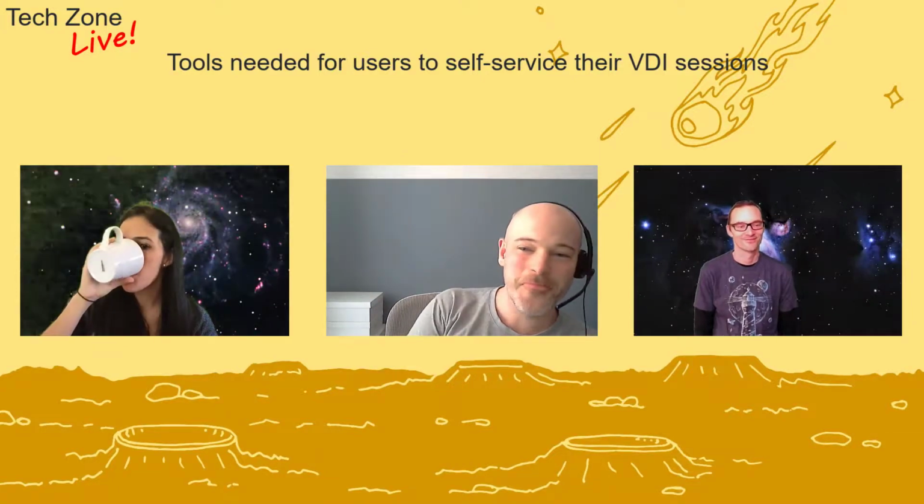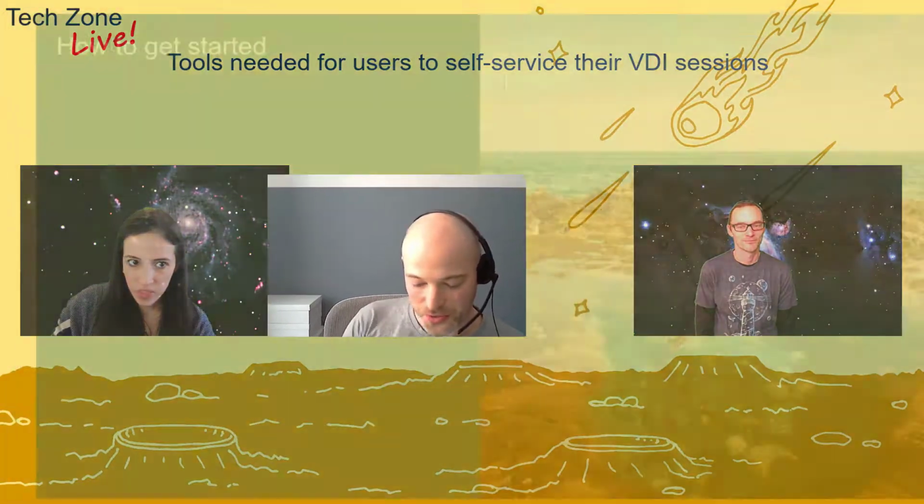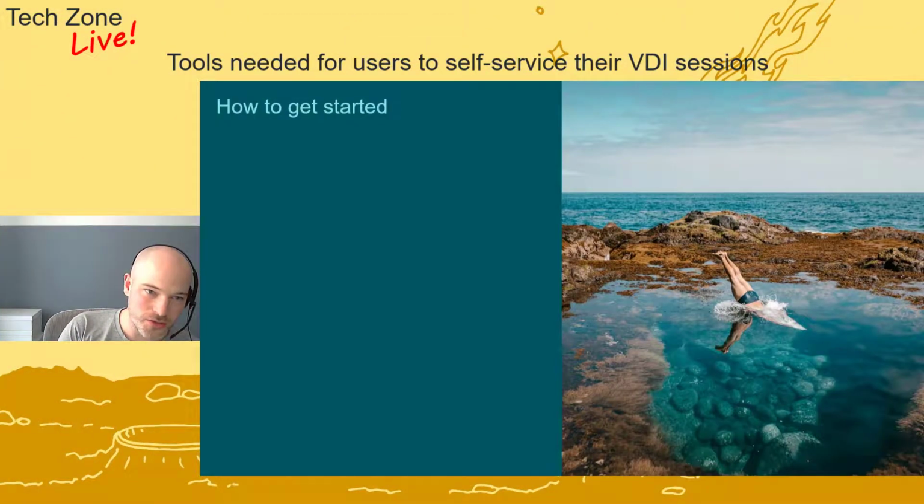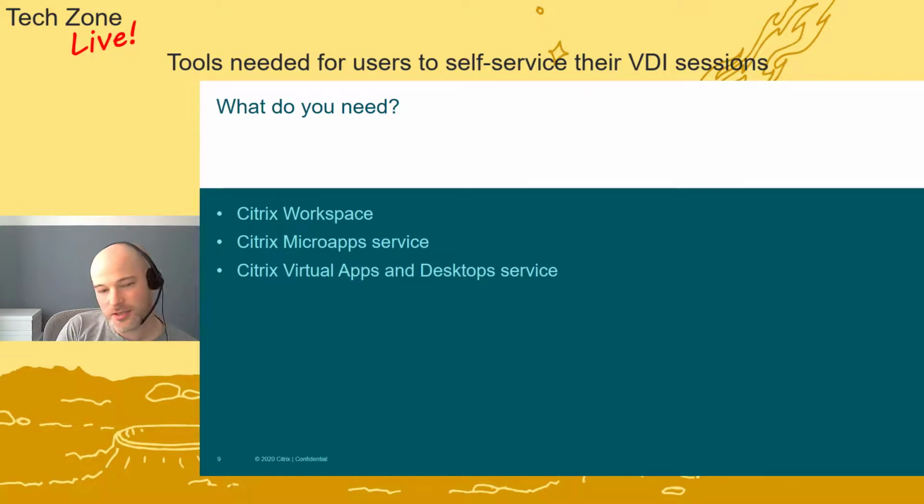Okay. So how do you get started with all of this? You will need Citrix Workspace. You will need Citrix Microapps Service. And you will need the Citrix Virtual Apps and Desktop Service. That's a really important point, the last one, which is that it needs to be the cloud CVAD service. This doesn't work with the on-prem CVAD product, because the on-prem product doesn't have the APIs that we need to call to pull the data in and to perform the actions.